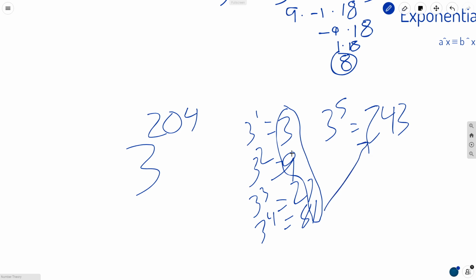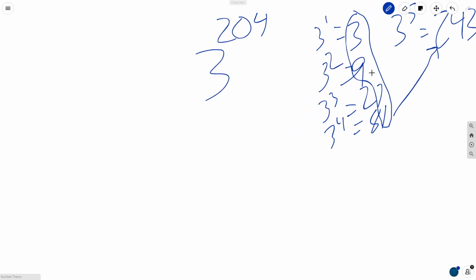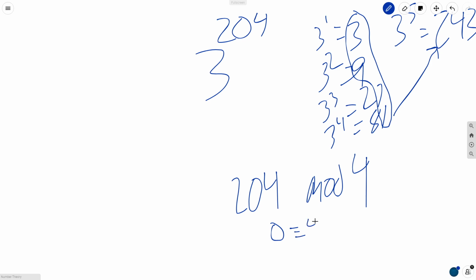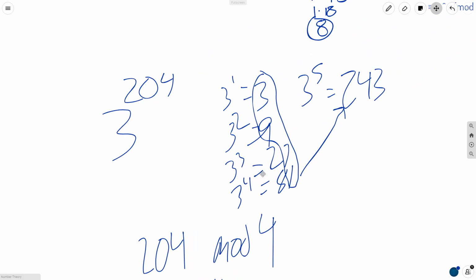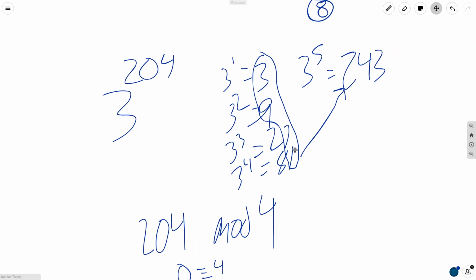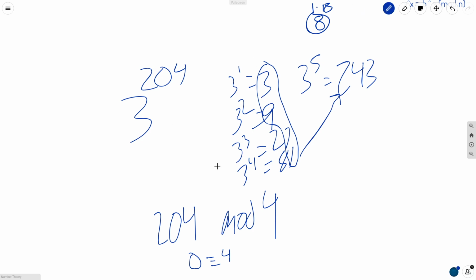And this indicates that if there's a cycle, we might want to use modular arithmetic. So our cycle is 4. So we want to evaluate the exponents here, mod 4. So we want to find what 204 mod 4 is, so we can check where it belongs on this cycle. So 204 mod 4 is going to be 0, which is equivalent to 4 because it's a perfect multiple of 4. So our units digit is going to be 1. So this has a units digit of 1.